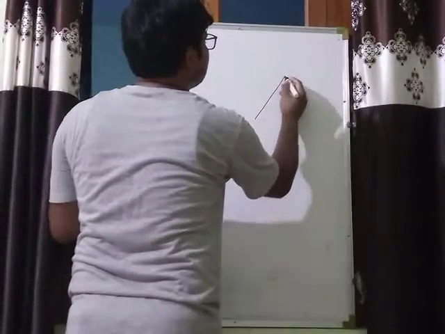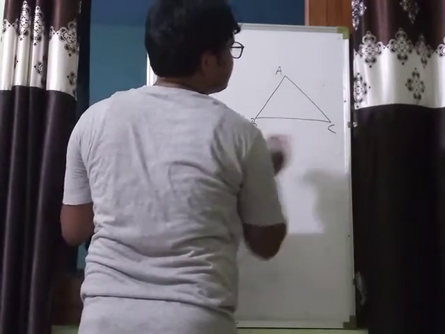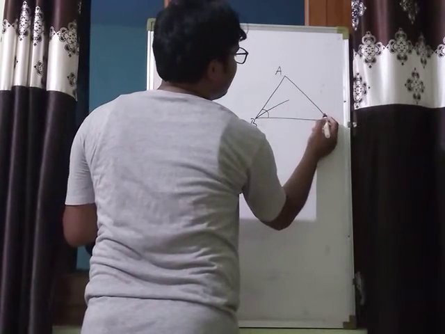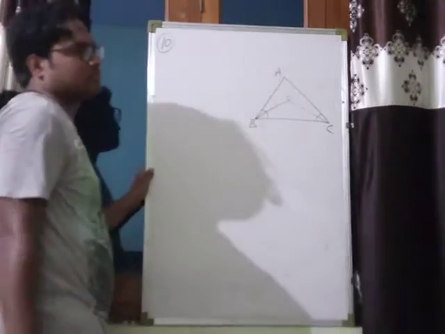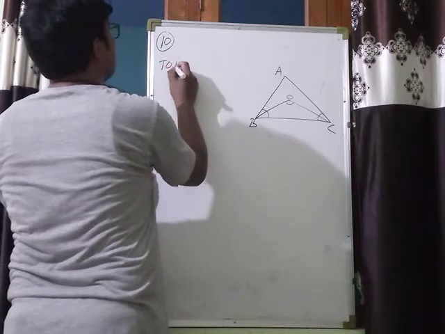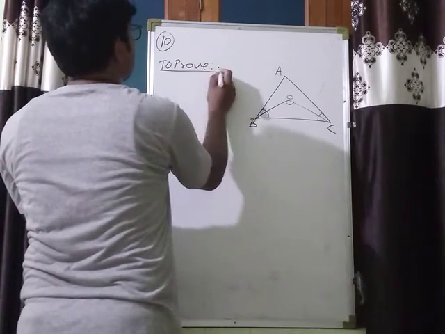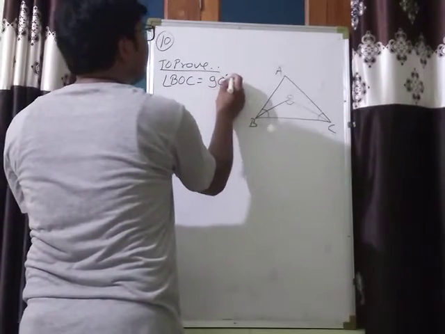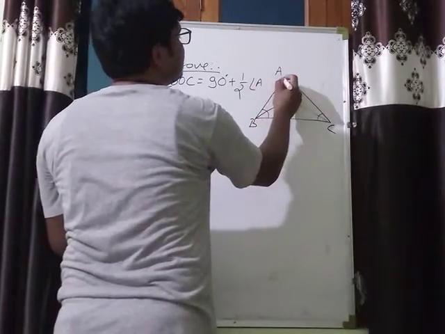This is a triangle ABC, and bisector of angle B is BO, bisector of angle C is CO. We have to prove that this angle BOC is equal to 90 degree plus half of angle A, this one.